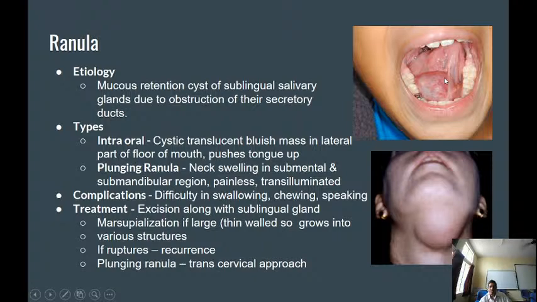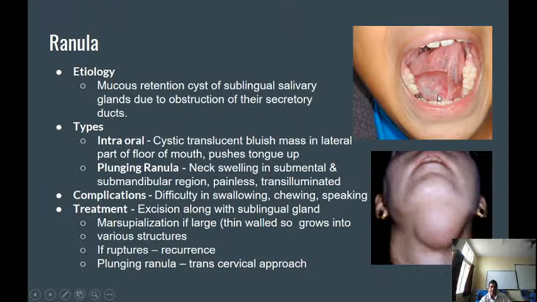See, there is a mucus cyst, and this mucus is of the sublingual salivary gland. Now we know that the parotid, the submandibular, and the sublingual are the major salivary glands. So this is a cyst that is formed as a result of obstruction of the sublingual gland. Initially it may present only in the oral cavity just below the tongue, and this also restricts the movement of the tongue.